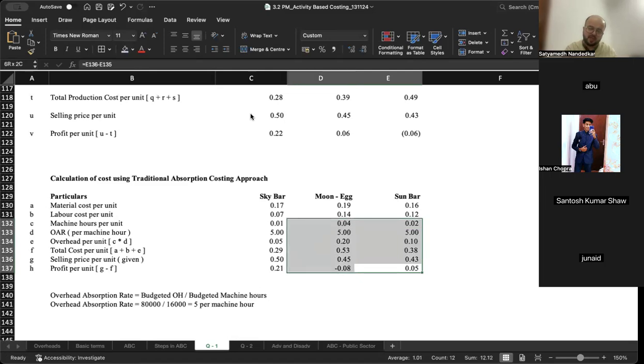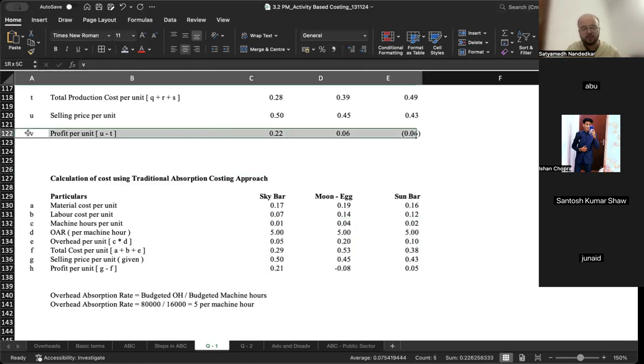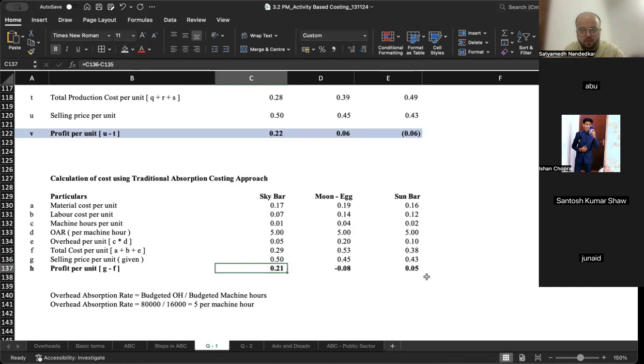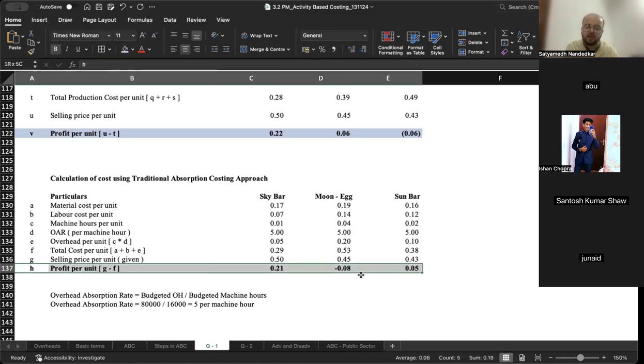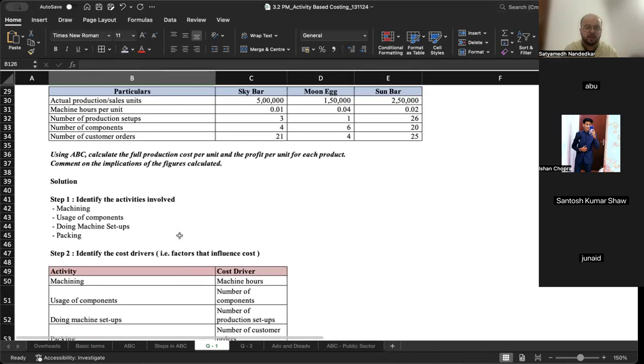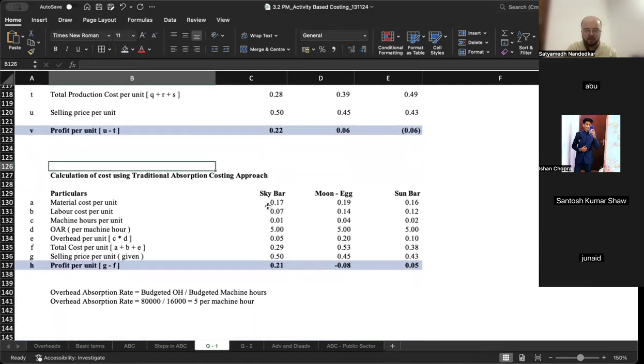Now, if you observe these numbers, you will have to contrast two things, okay? You will have to look at this profit per unit and you will have to look at this profit per unit. Look at both. And now this should help you to make a better, what have they asked you? Comment on the implications of the figures calculated. Here, the cost per unit is 0.29, 0.22, 0.53, 0.39.